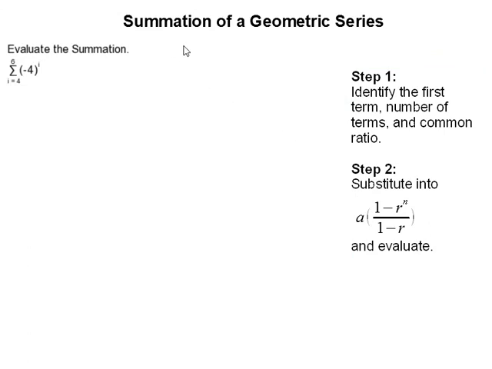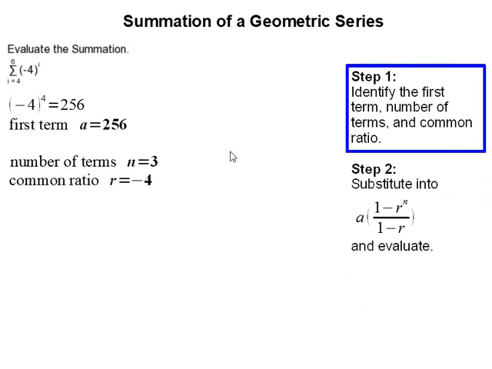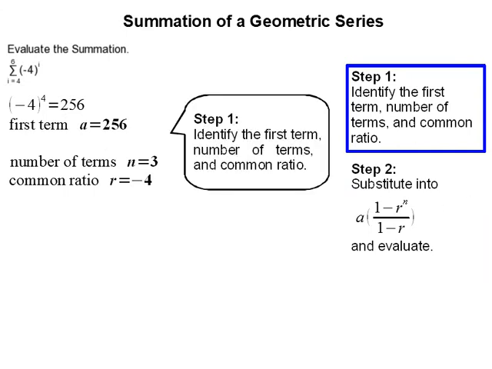For a summation of a geometric series, we have a sample problem here, and i is going to be the exponential value, and i starts at 4, and we're going to evaluate this summation. Step 1. We are going to identify the first term, so we substitute 4 in for i, and that gets us to 256, and we're going to use a as the variable for the first term.